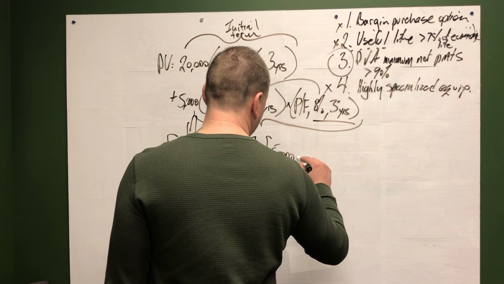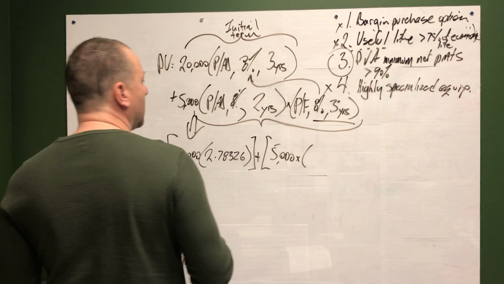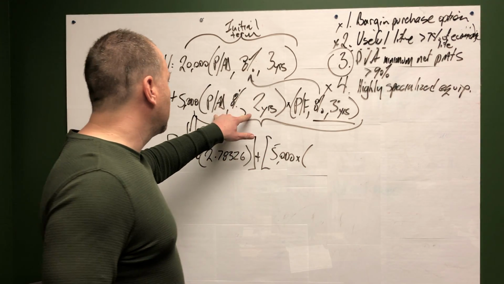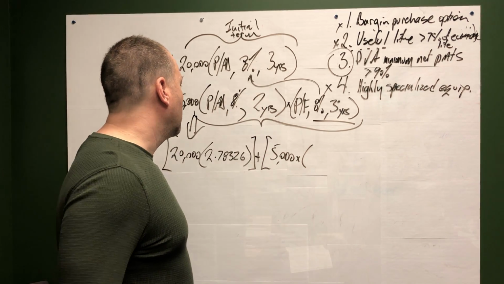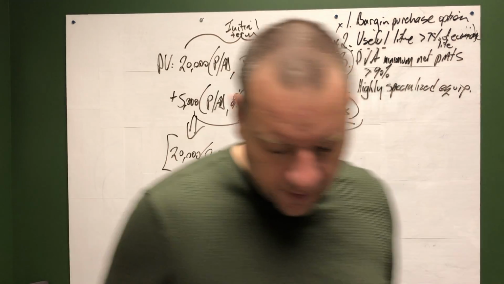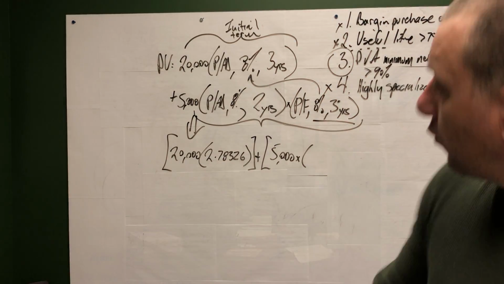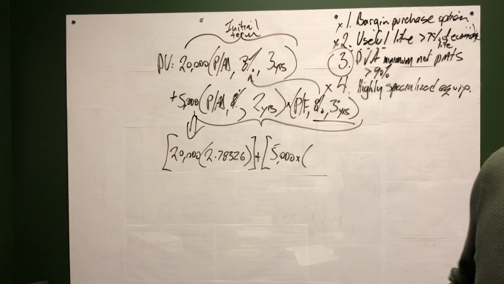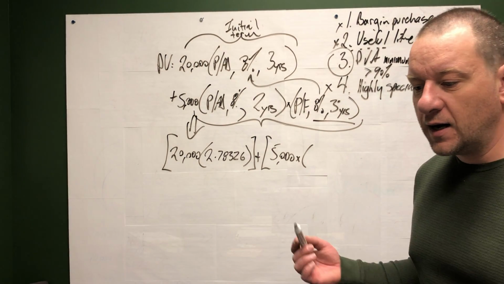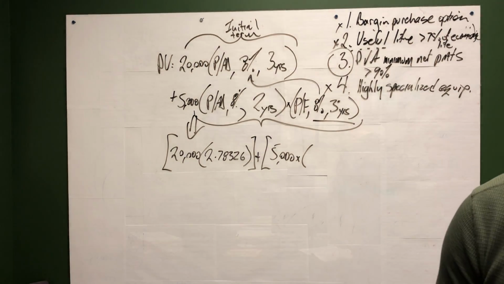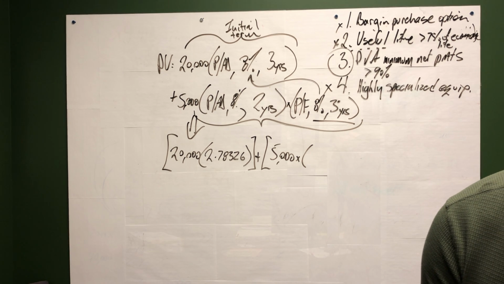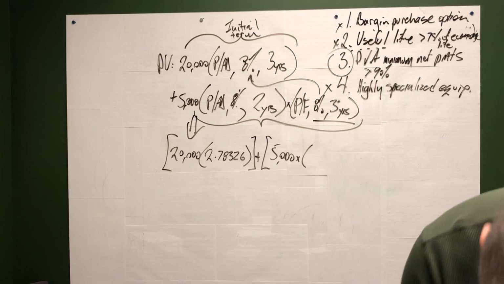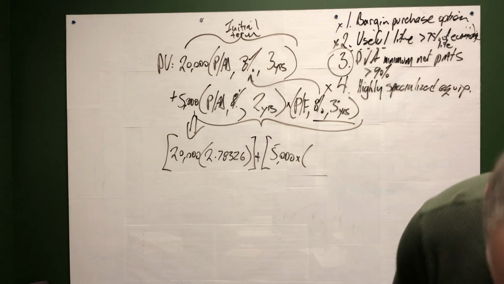$5,000 times, well, first we got to figure out our multiplier: 8% at 2 years. Why 2 years this time? Well, the remaining lease option is another 2 years. So 2 years at 8% is going to give us 1.92593.